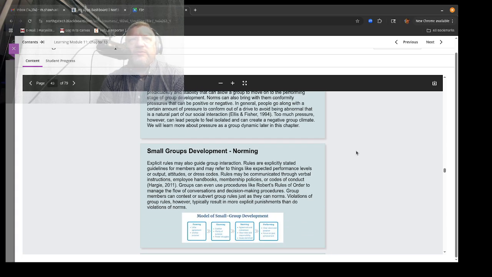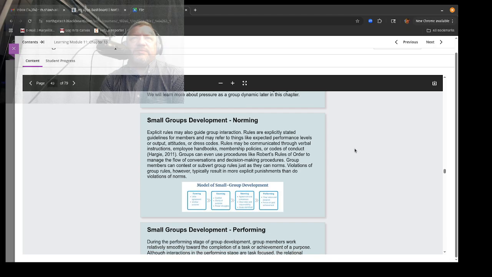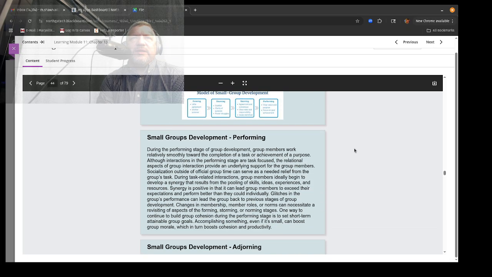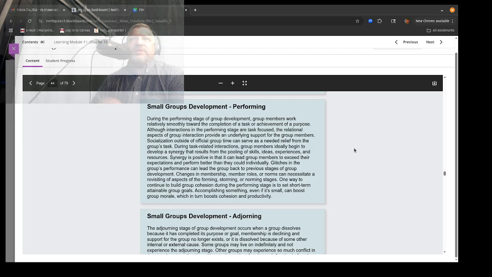Also within the norming stage, you're going to talk about rules, regulations, potentially. So when we think about that, it's important. Which leads us to the next stage.